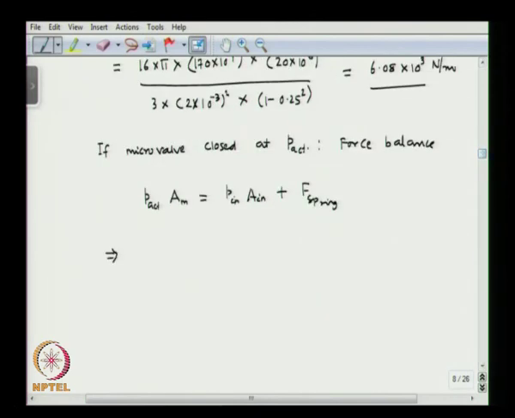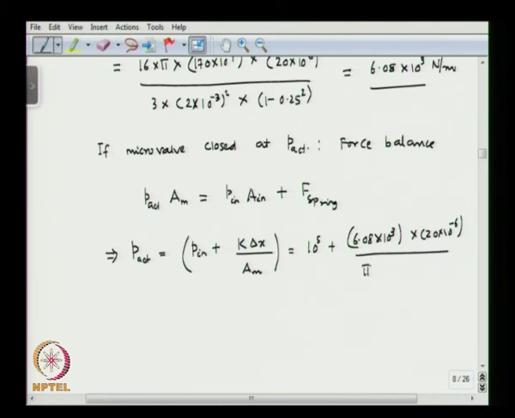So, you can write the P actuation as P in plus K into delta x over the area of the membrane, which is given by 10 to the power 5 plus 6.08 into 10 to the power 3 into 20 into 10 to the minus 6, divided by pi into 2 into 10 to the minus 3 square. So, that would be about 109.67 kilopascal. We need this amount of pressure to close the microvalve.